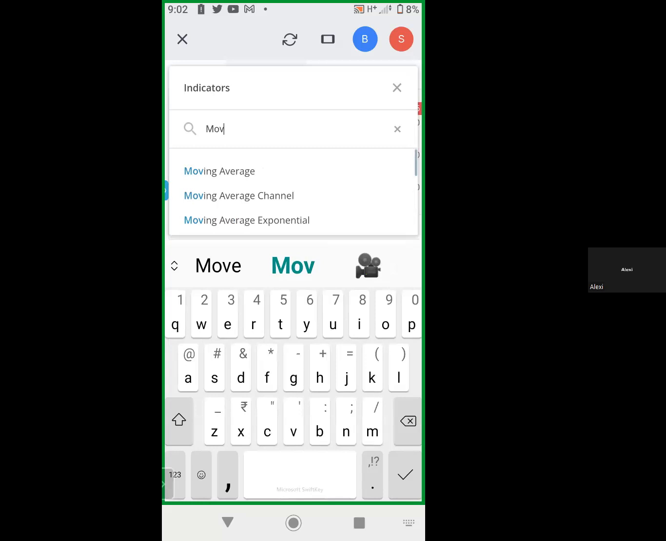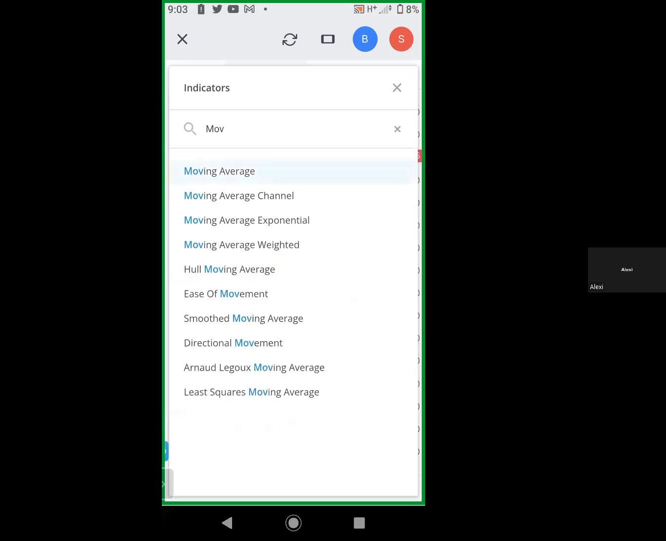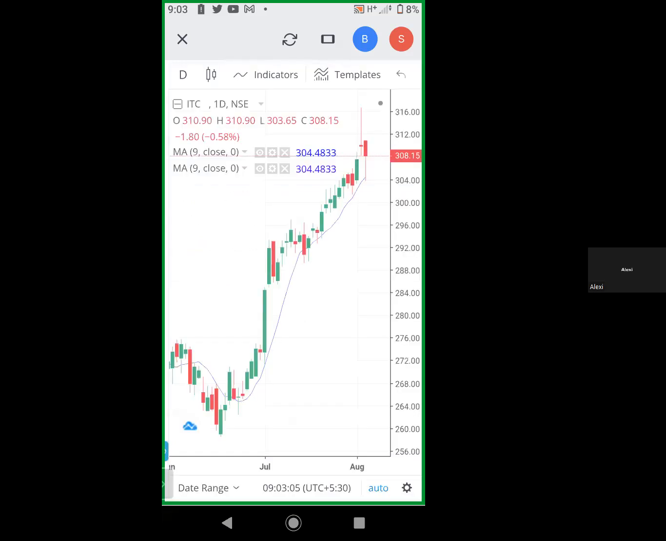So I'm going to press that 2 times. Once, and then wait a second, and then once again. And I'm going to press the X on the right side and get out from there. Okay, so 2 moving averages are there. You'll see MA9 close, MA9 close. You see that?